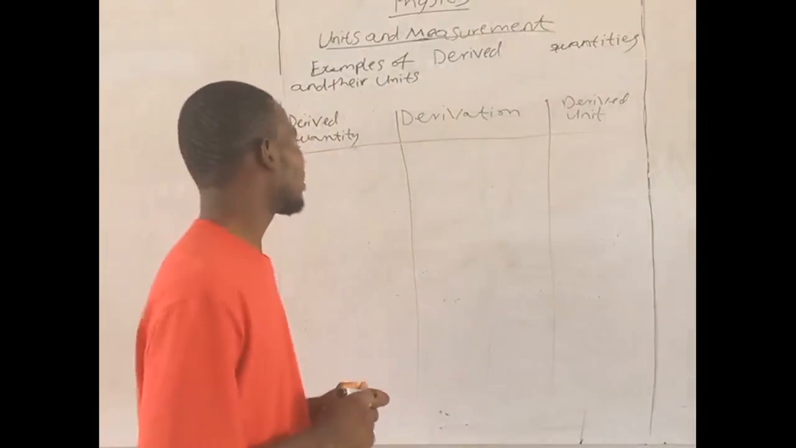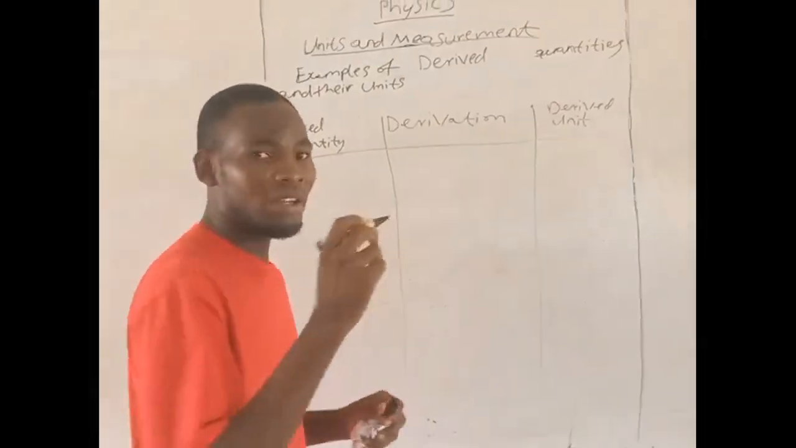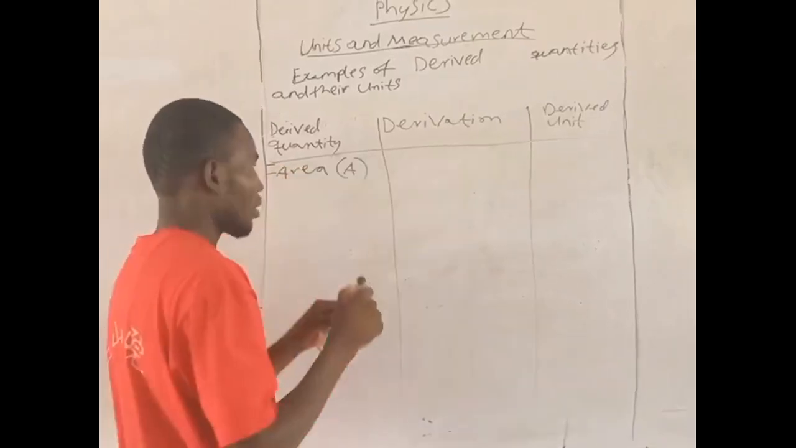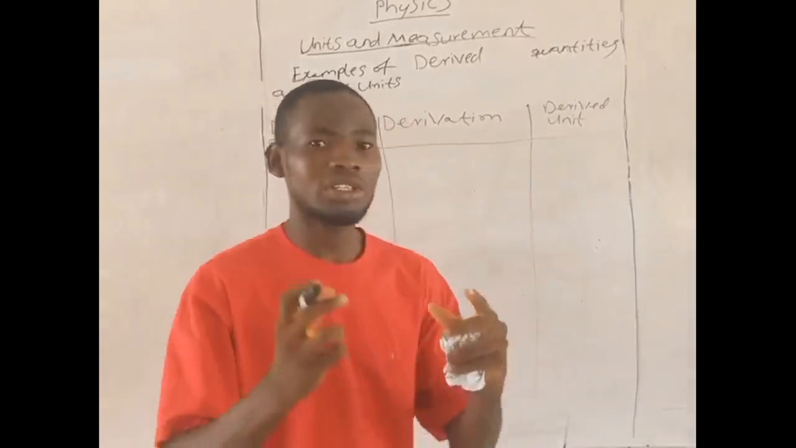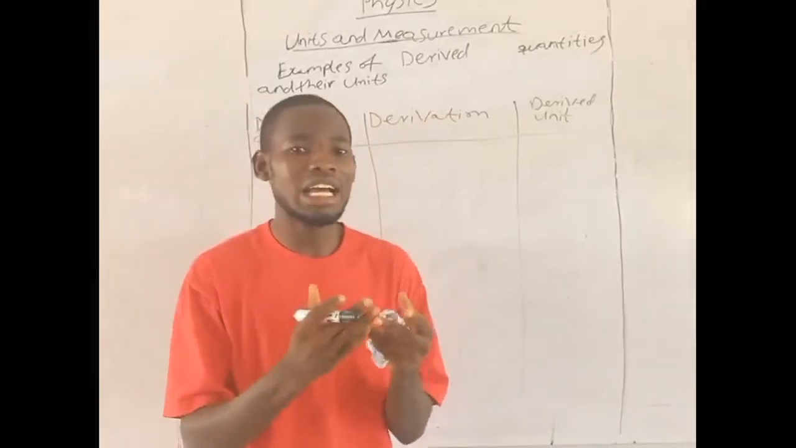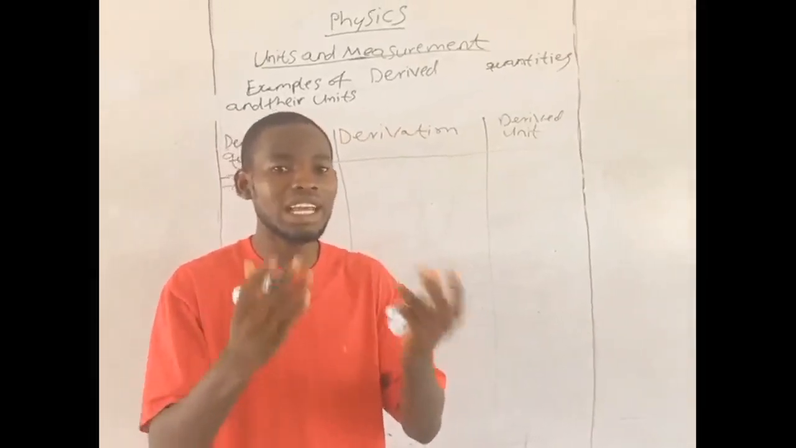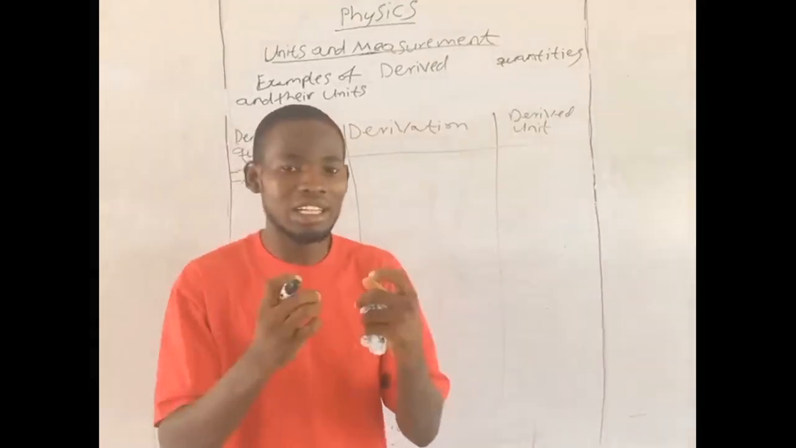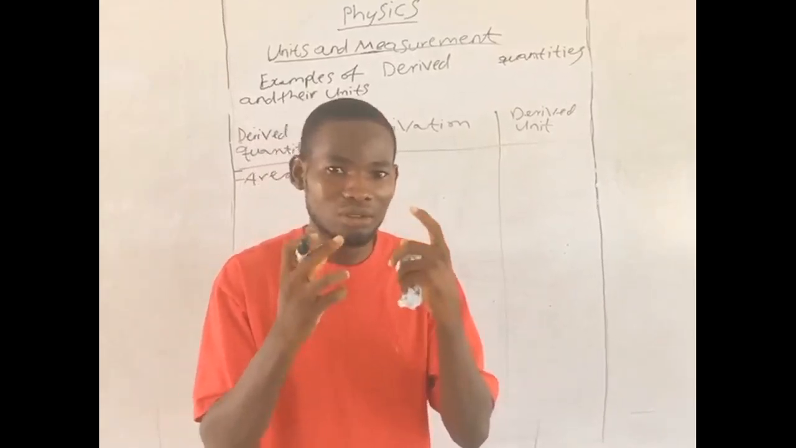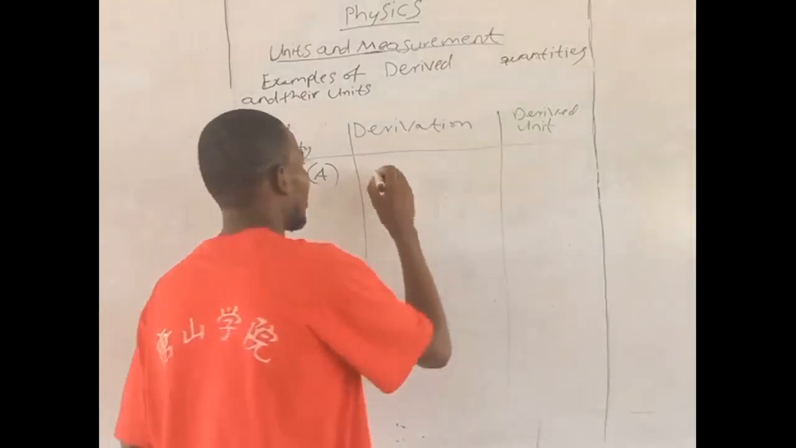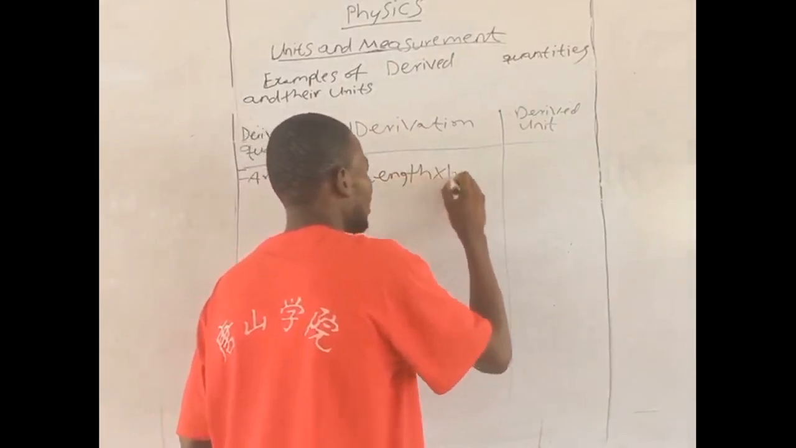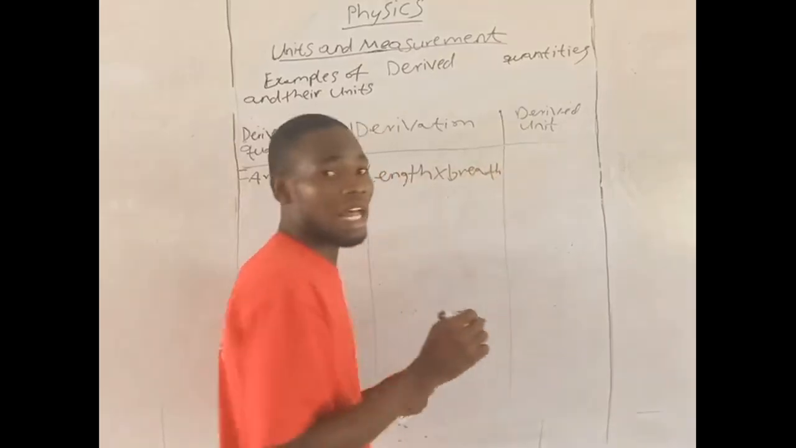Derived quantities and their units. Number one example is area. Now, derivation is a formula. If you come to your maths, they will ask you what is the area of a circle? What is the area of a rectangle? Now, the derivation is the formula which you use to get the numerical value of that quantity. The quantity is area, and the formula is length times breadth. And the unit of area is meter squared.